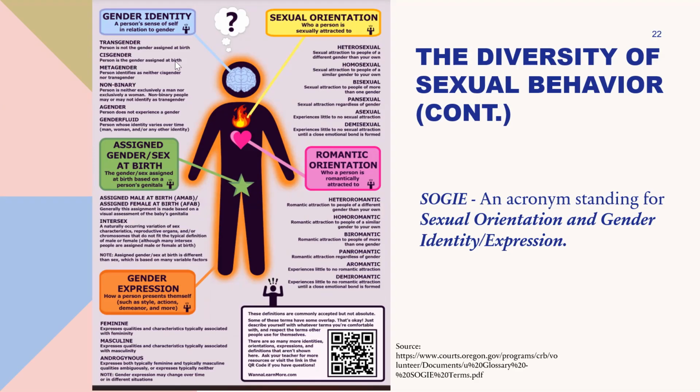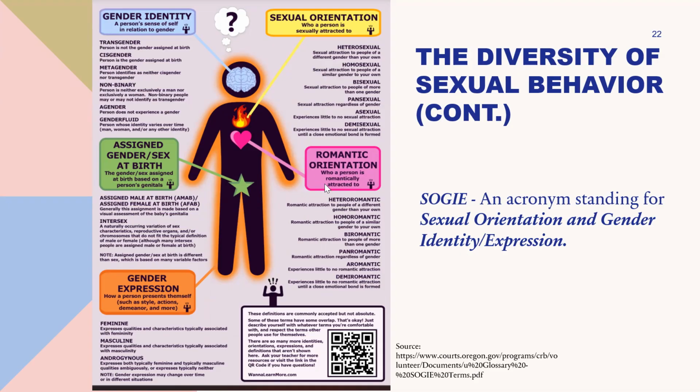But we say cisgender when the person is the gender assigned at birth. So it matches, no? If he is male at birth, and that is how he identifies himself, he is called cisgender. There are also many more terms. We have metagender, non-binary, agender, gender fluid. So there are many. Okay. So next is the romantic orientation.